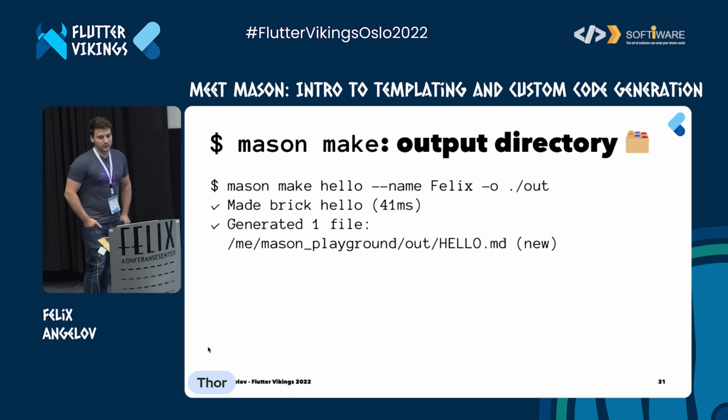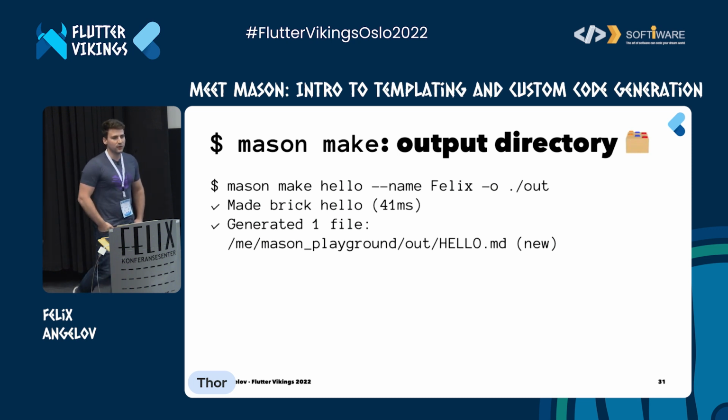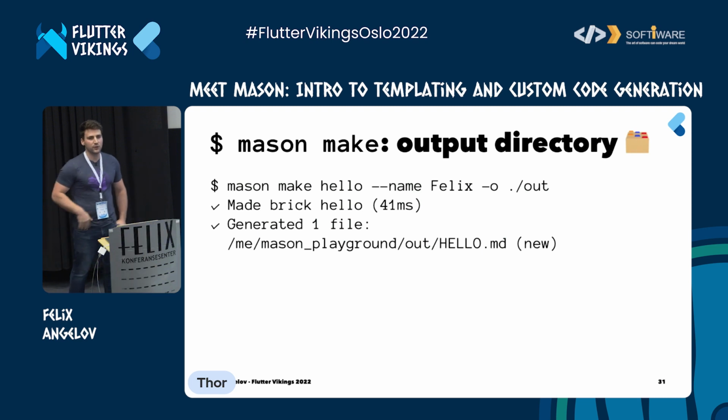I mentioned earlier you can specify the output directory. So by default, things are generated in the directory in which you run Mason, but you can also specify -o followed by the output directory, and everything will be generated in that desired output directory. The relevant files and folders will be generated as needed by Mason if they don't already exist. So in this case, we have a new file inside of out/hello.md.